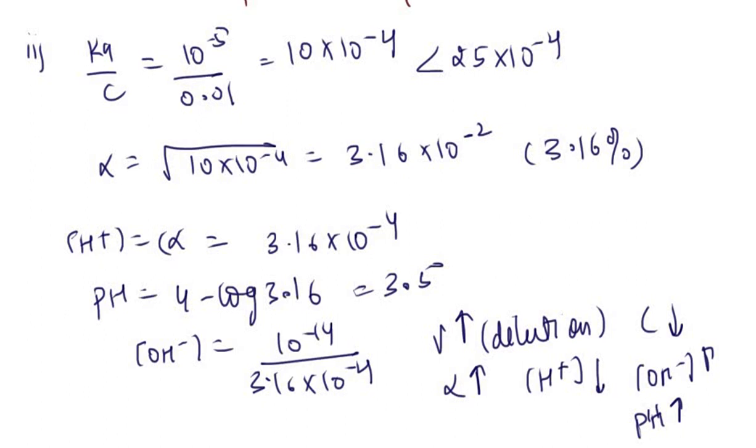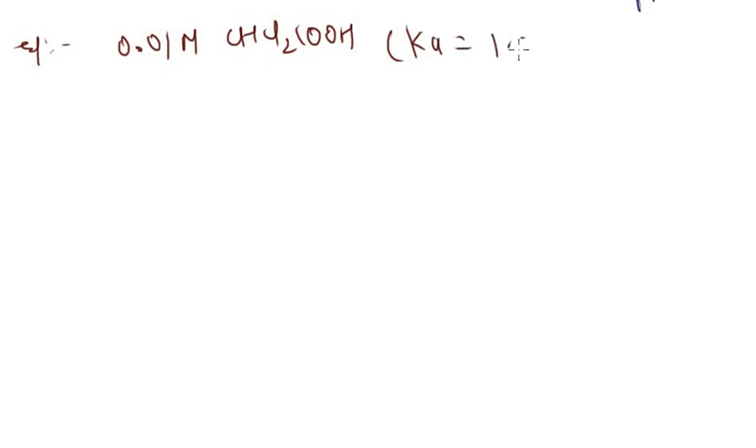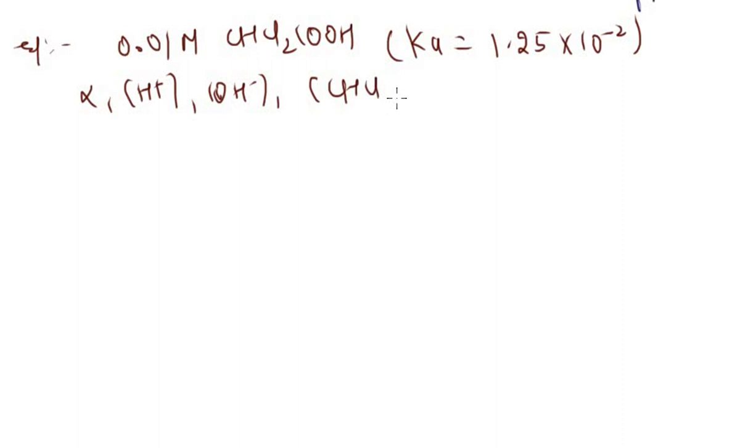Now let's jump to our second problem. Again, I'll encourage you to first read the problem, pause the video and try on your own. 0.01 molar of CHCl2COOH, Ka equals 1.25 into 10 to the power minus 2. You can calculate alpha, H plus, OH minus, and CHCl2COO negative concentration. So first of all, think, we have learned a lot. Easily you can work out the solution. So let's start.